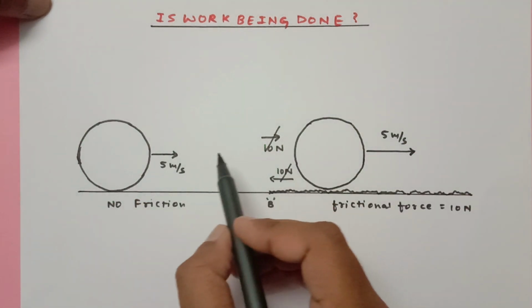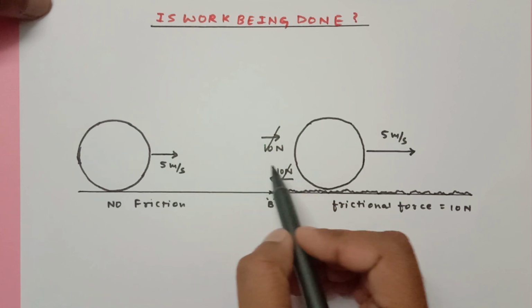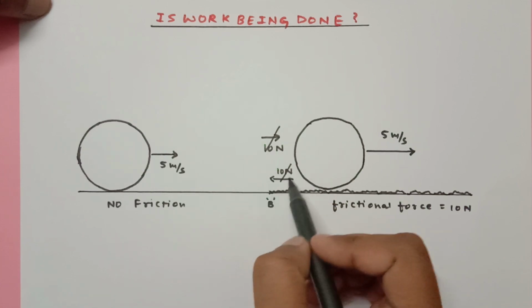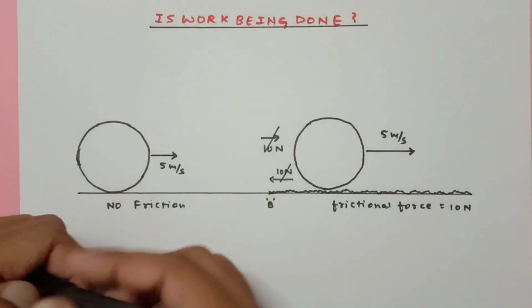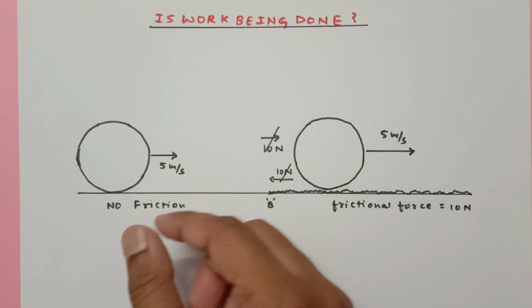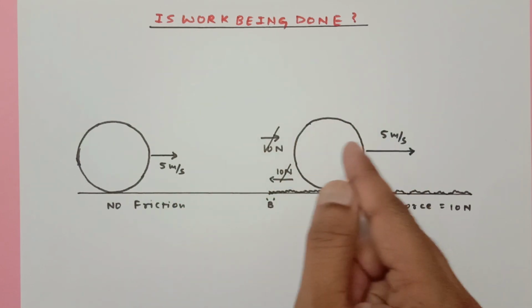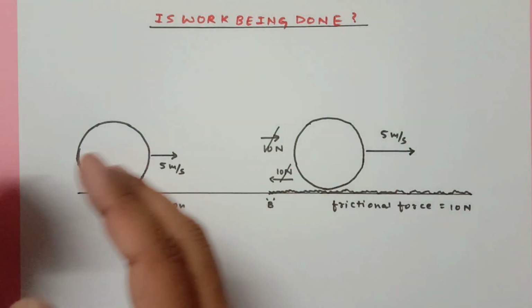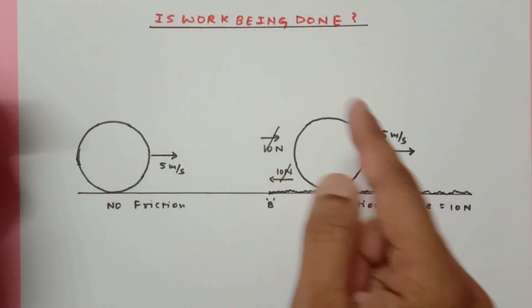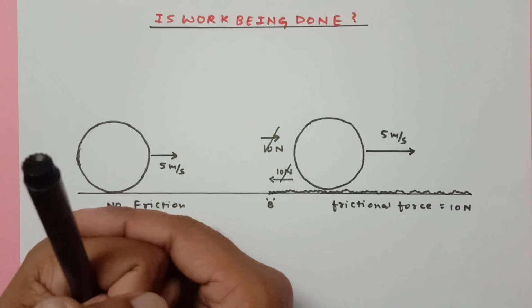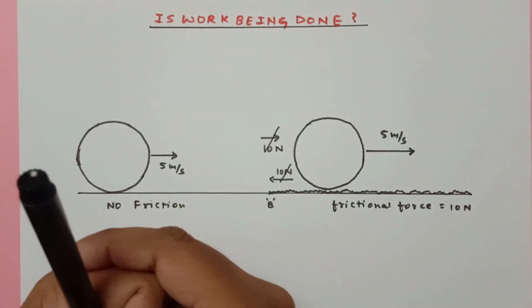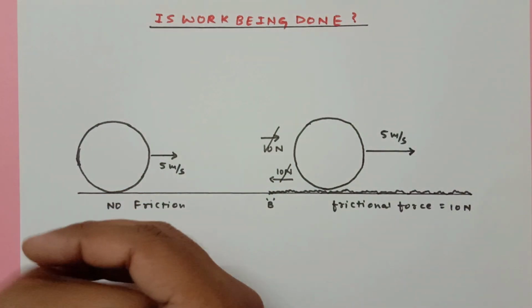So we will have to exert the external force equal to the magnitude of the frictional force and opposite to the direction of frictional force, so that these two forces cancel each other and the ball moves with constant velocity. So since we are exerting the force and the ball travels certain displacement, the work done by us shall be equal to the force multiplied by displacement.